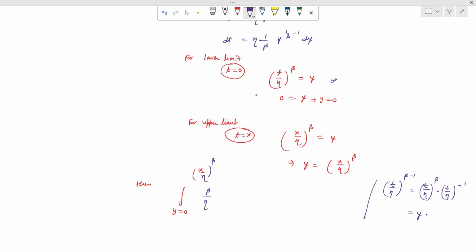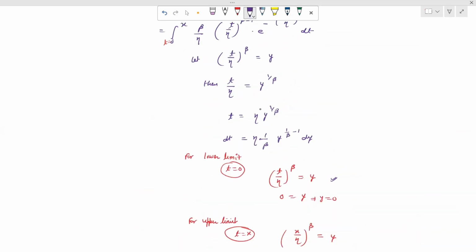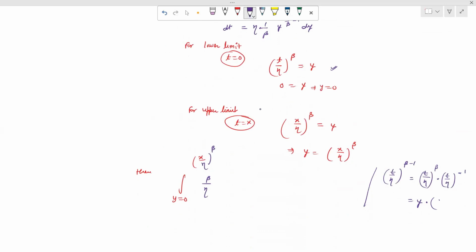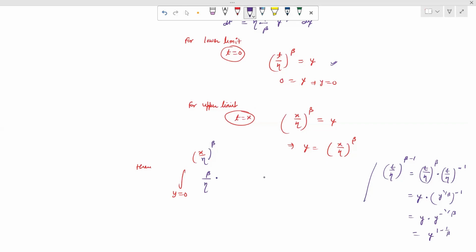Now what is the value of t upon eta? The value of t upon eta is y raised to the power 1 upon beta. So this term is y raised to the power 1 upon beta, raised to the power minus 1. This can be written as y into y raised to the power minus 1 upon beta. So we can write this as y raised to the power 1 minus 1 upon beta.